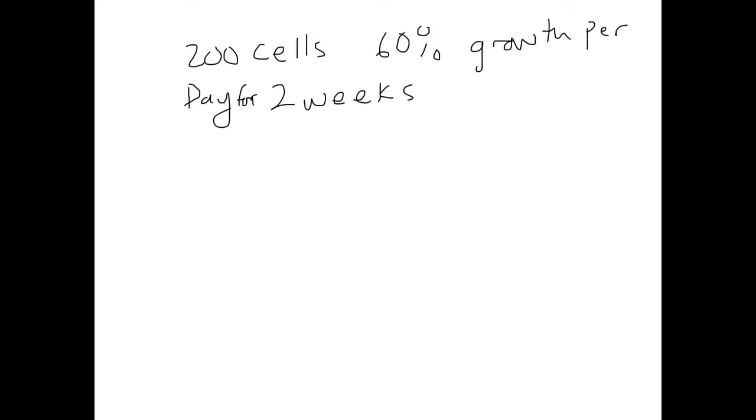Okay, here's a typical situation. If you had an infection or perhaps some sort of cell that's rapidly growing and dividing quite quickly, if they grew in number from 200 and they increased 60% per day for 2 weeks, how many would there be at the end of the time?